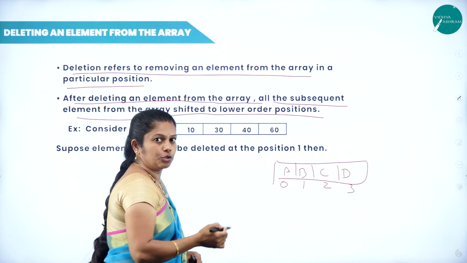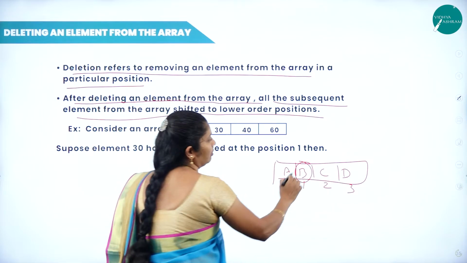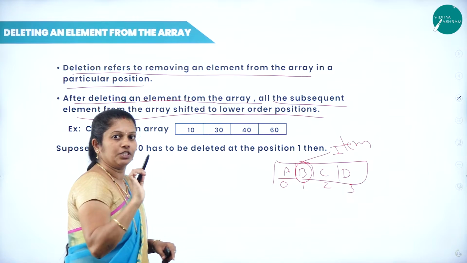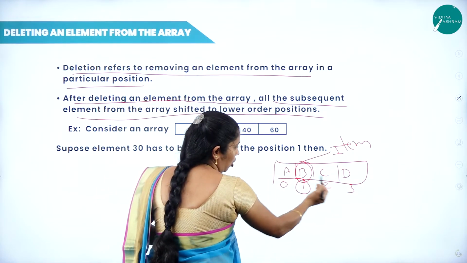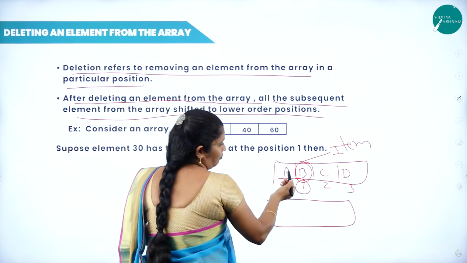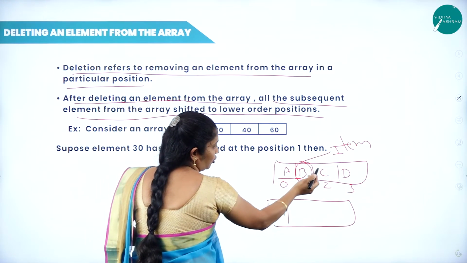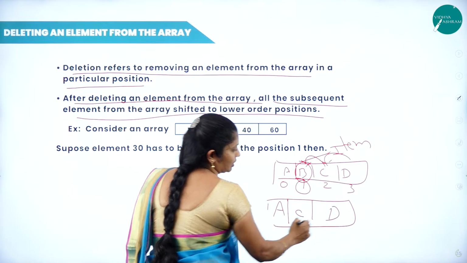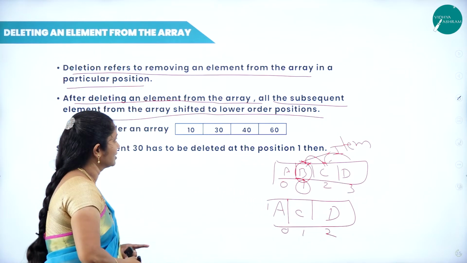For example, if I mention position 1, whatever element we have at this position, we can remove directly. Only thing you have to mention is the position which I want to delete. Then afterwards all the elements will be shifted from higher order to lower order. First A stays here, then C will be shifted here, then in the next iteration D will shift here. Then obviously the array size decreases.